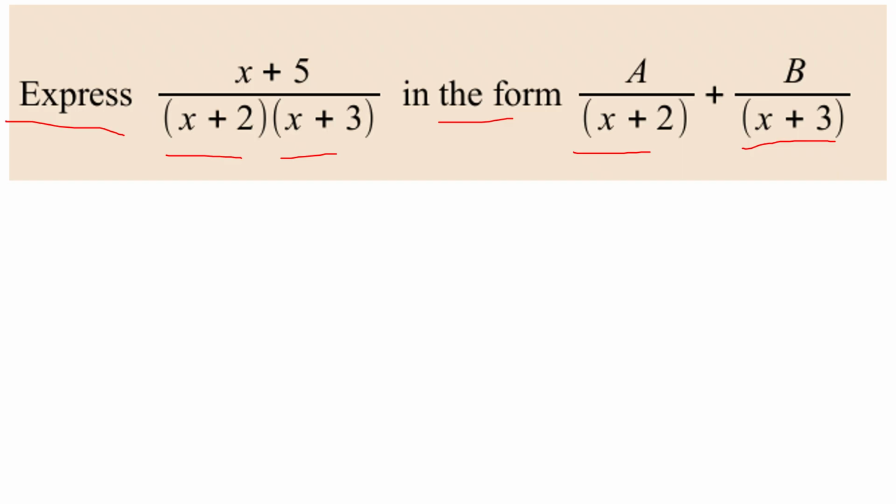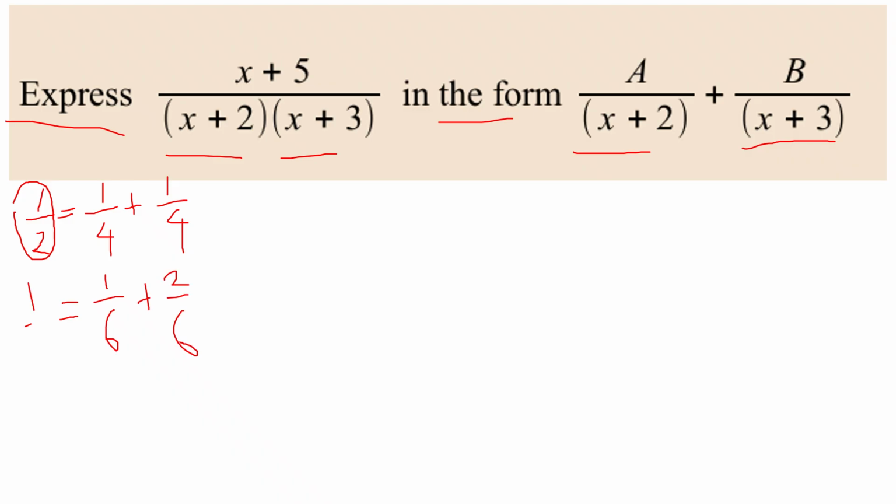For example, if I've got the fraction a half, I can split that into 1/4 plus 1/4, or I can use any combination. The answer I get is a half. I can even do 1/6 plus 2/6. This will all give me a half. So it's given the final answer and it's writing it back into its component form, working backwards.